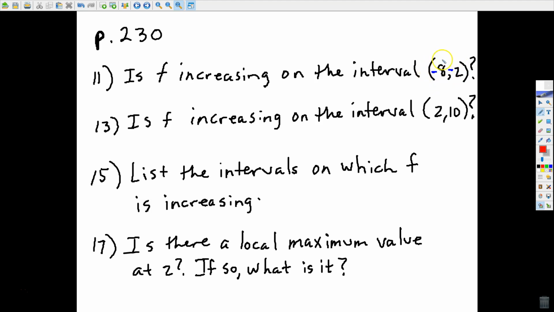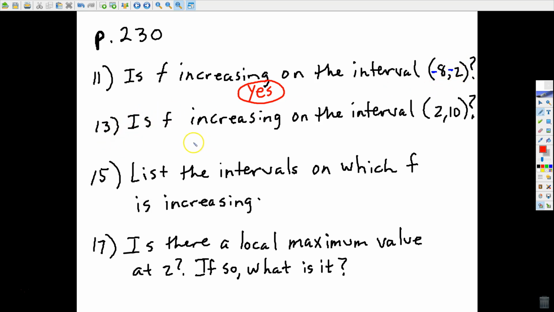In other words, think about the point there that you see on the bottom left-hand corner, (-8, -4), and then you're moving up to (-2, 6). These are just the x coordinates, so this represents a range along the x-axis. Look at the function and you notice that it has a positive slope. It's moving upward from left to right. And so the answer to number 11 would be yes, the function is increasing on that interval from x is -8 to x is -2.